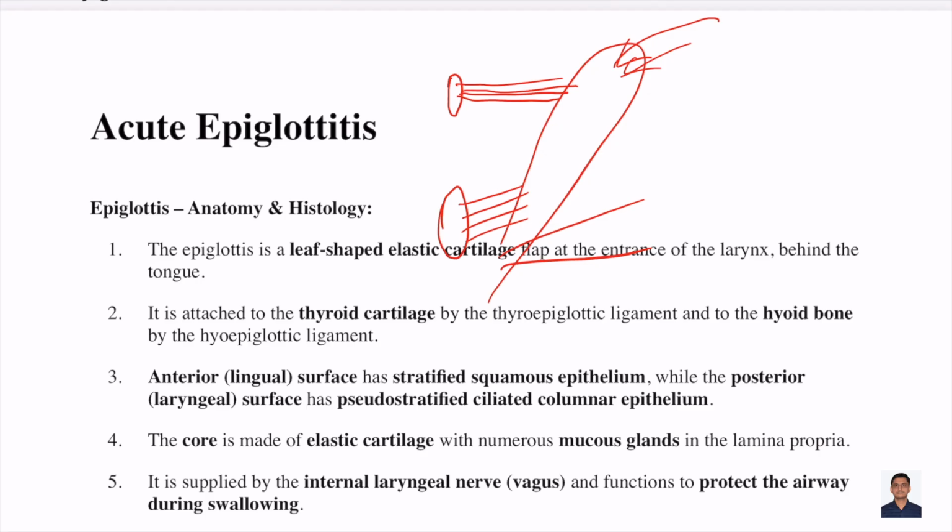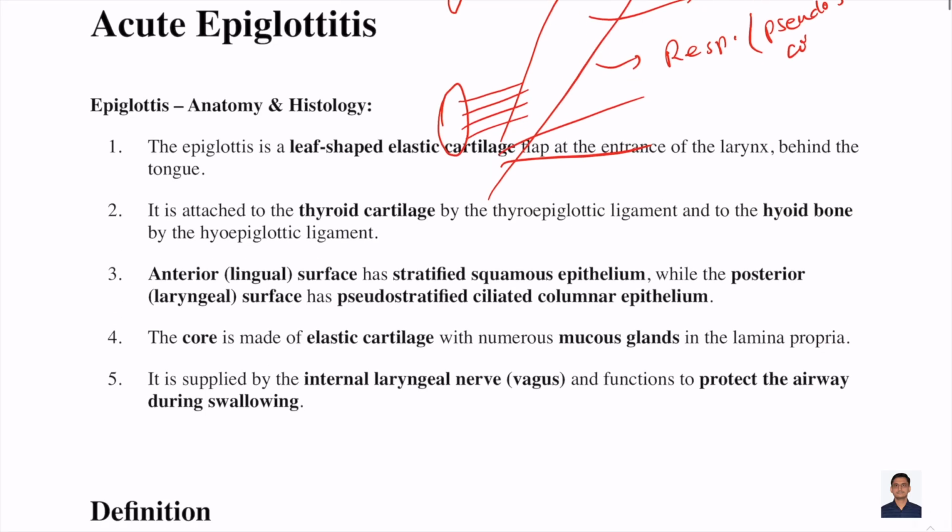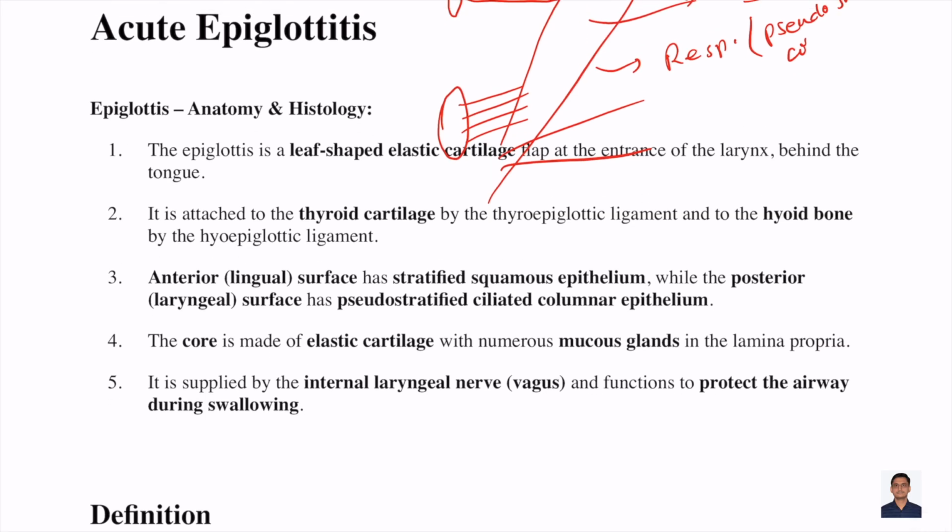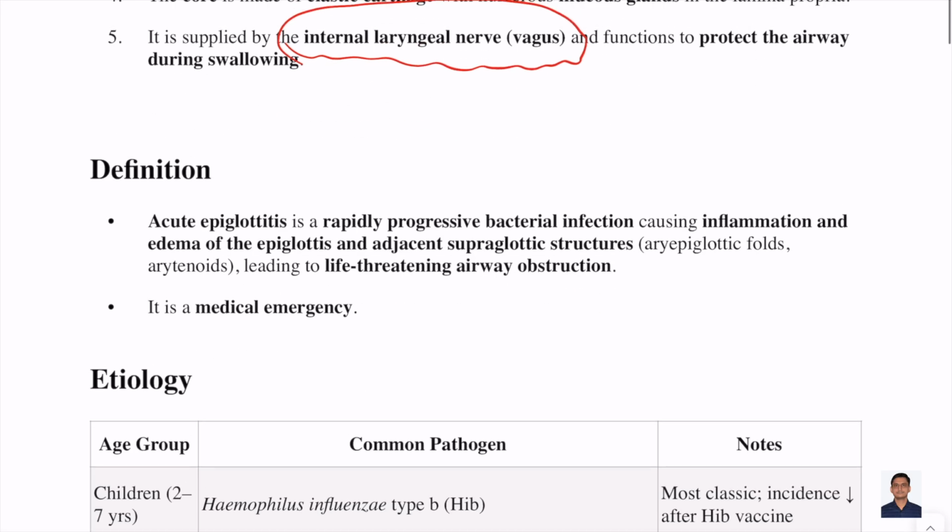Its anterior surface is lined by the stratified squamous epithelium, which is non-keratinized, and the posterior surface is lined by the respiratory epithelium, and respiratory epithelium is the stratified ciliated columnar epithelium. It is supplied by the internal laryngeal nerve, which is a branch of the vagus nerve, and its function is to protect the airway during the swallowing.